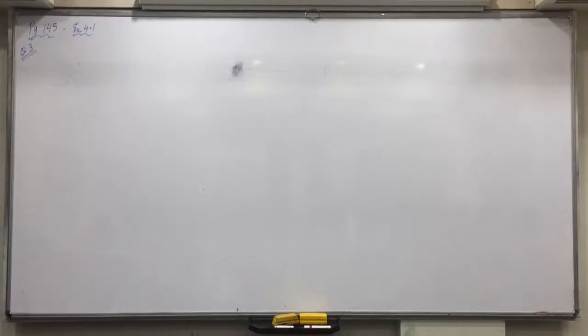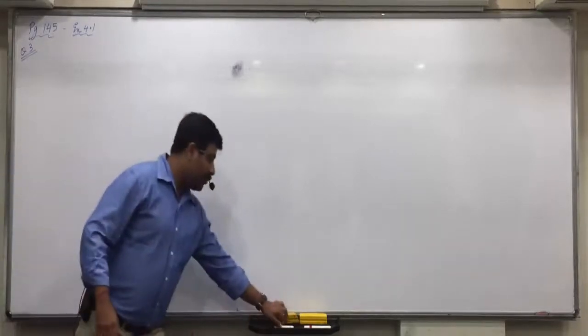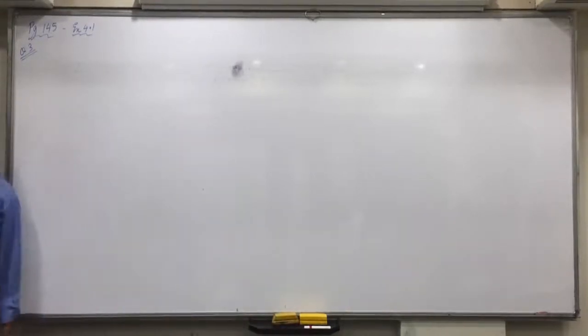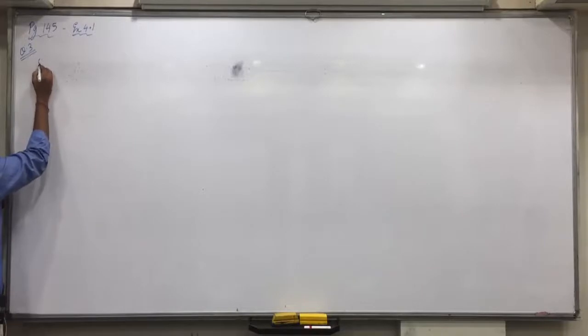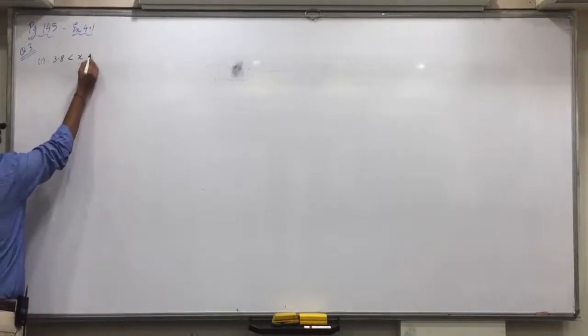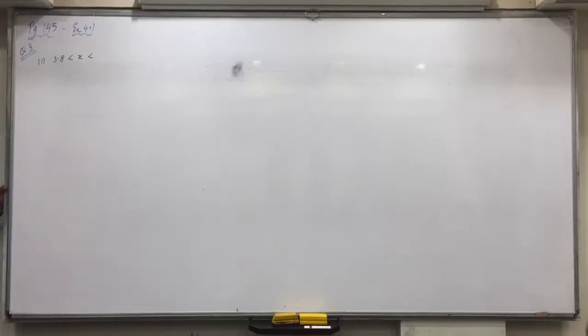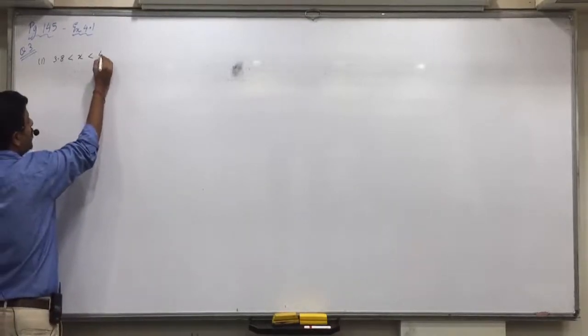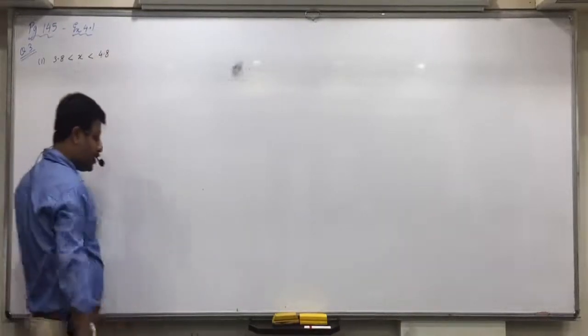Express the following in modulus and neighborhood form. So, we have to express in modulus and neighborhood form. In which form is it given to you? Interval form. If you look at the first sub question, you are given 3.8 less than x less than 4.8. I'll be explaining the first one and asking the remaining three.